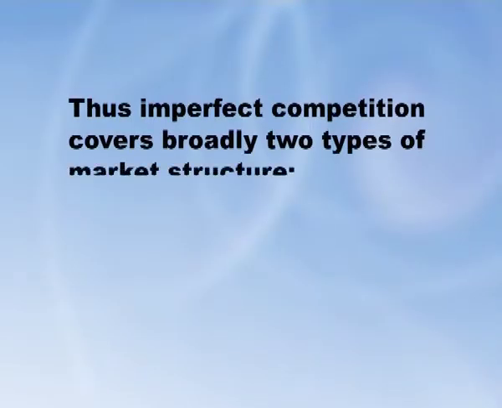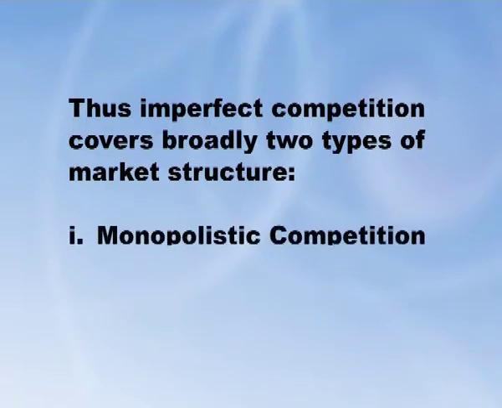When the number of firms is quite large and they are producing differentiated products, which are close substitutes of each other, the market situation, according to modern terminology, is called monopolistic competition, which is another important form of imperfect competition. Thus, imperfect competition covers broadly two types of market structure. First, monopolistic competition, and the second is oligopoly.